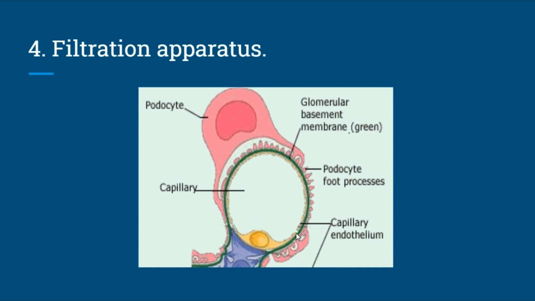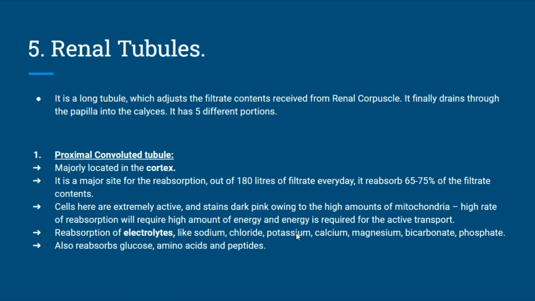Otherwise, it stays inside the capillary. The next part of the filtration is the renal tubules. This is the next part of the nephrons. It is a long tubule which adjusts the filtrate contents received from the renal corpuscle, and it finally drains through the papilla into the calyces. It has five different portions.